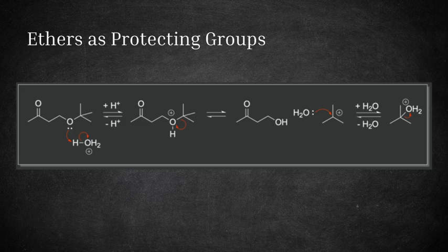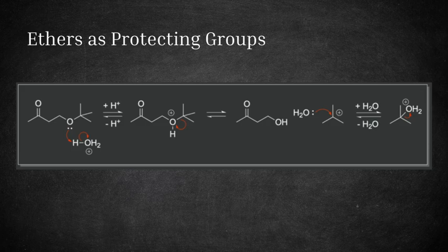To cleave a tertiary ether back into the original alcohol, we simply add an acid, such as H3O+. The aqueous acid protonates the oxygen atom of the tertiary ether, converting it into an excellent leaving group, much like an oxonium ion. This allows the ether bond to break, releasing the alcohol from the tertiary substrate.